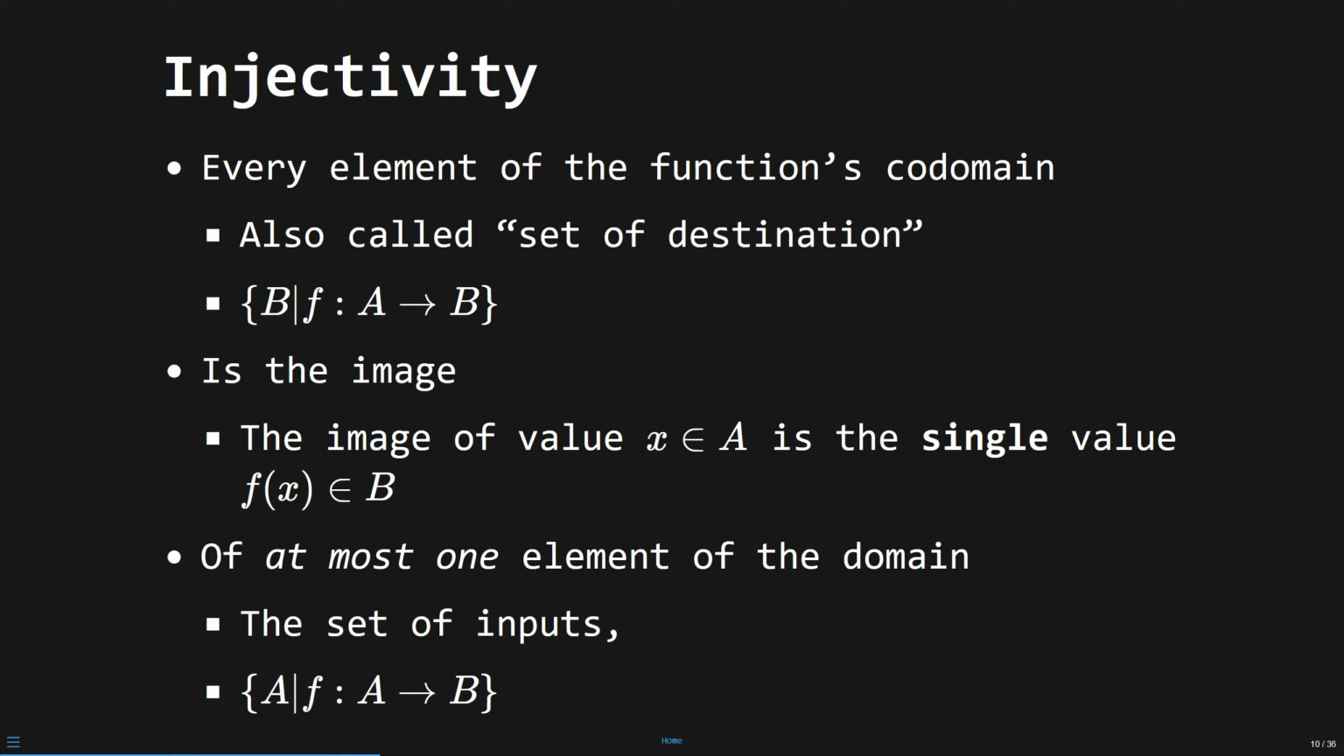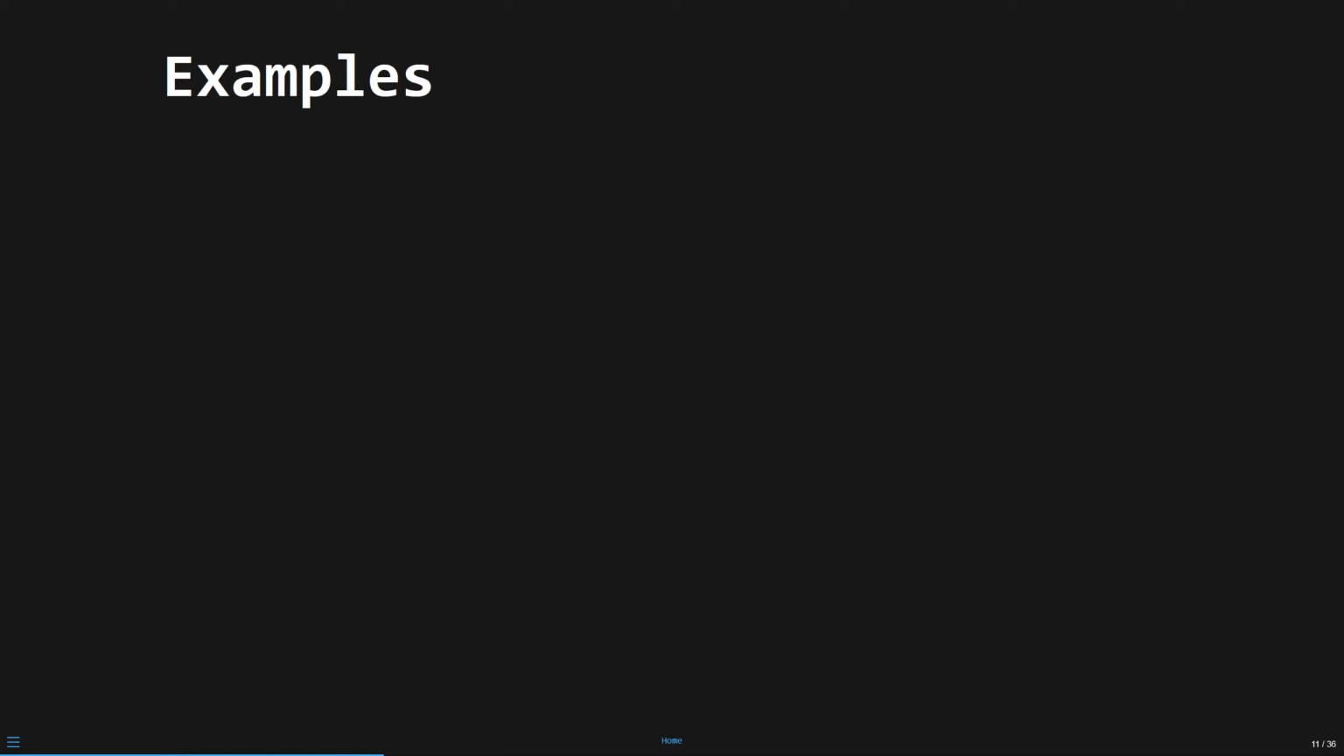The set of inputs and the set of outputs do not have the case such that one of the elements of the set of outputs has two elements of the set of inputs for which it is the output. Let's look at an example. f of x equals x squared from the naturals to the naturals. You can, of course, apply this to the reals or any other number as well, right? So 1 maps to 1, 2 maps to 4, 3 maps to 9.